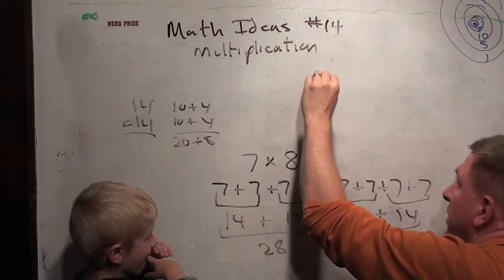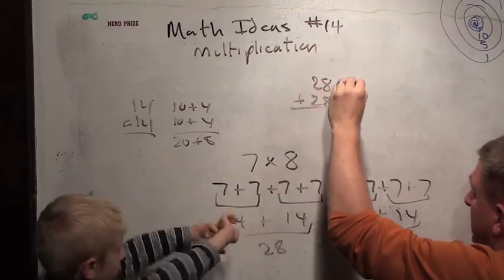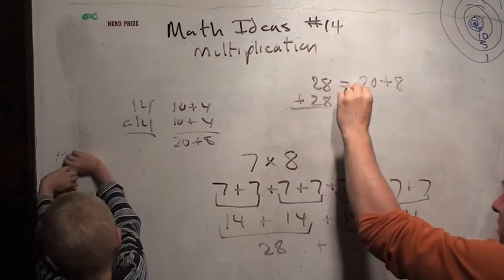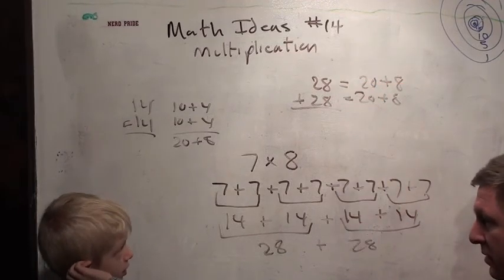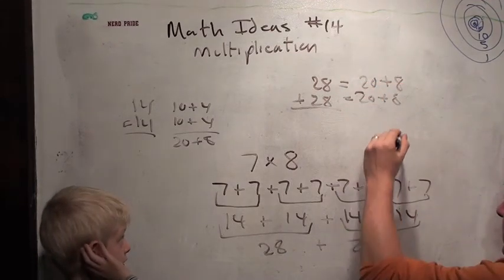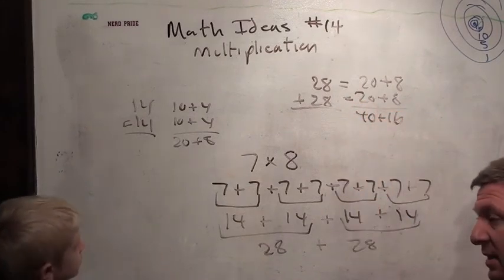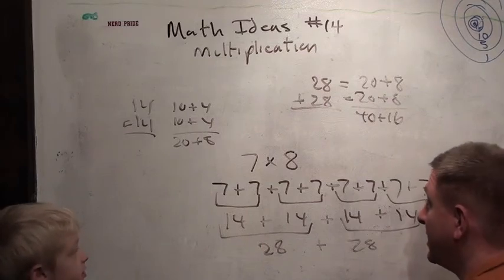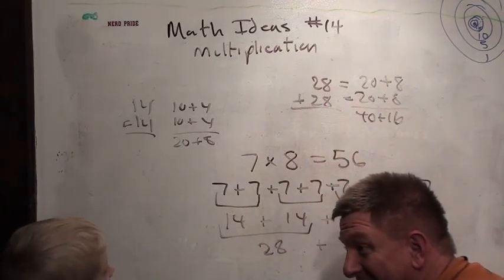So let's do that up here. 28 plus 28. How are you going to do that? You're going to write down 20 plus 8, and 20 plus 8. What's that equal to? 20 plus 20 is 40, and 8 plus 8 is 16. Alright, so what is 40 plus 16? 56. Whoa! 7 times 8 is 56.